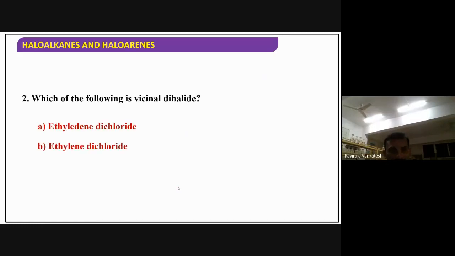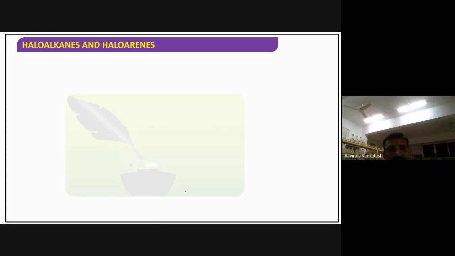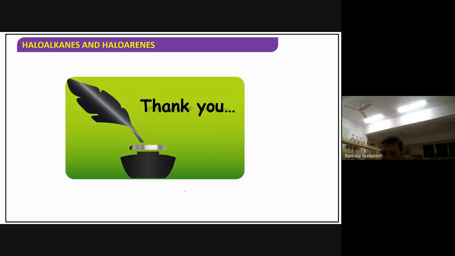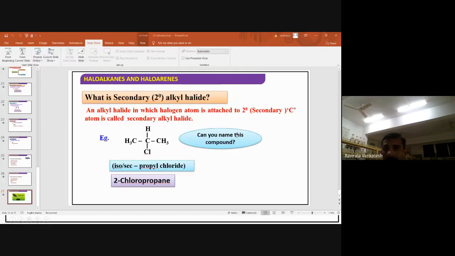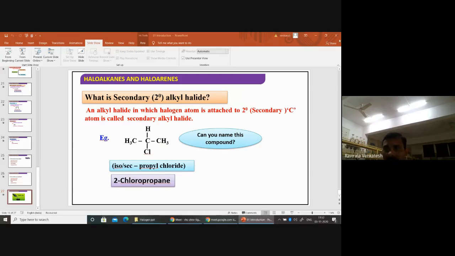Which of the following is vicinal? By seeing that we can see here. Okay, this is very simple to do. Now this is the classification. I will take one more PPT also, in which we get some IUPAC nomenclature. So we'll move to the next slide, next PPT. That is very simple only. It will have only a few slides. We'll see that one also.